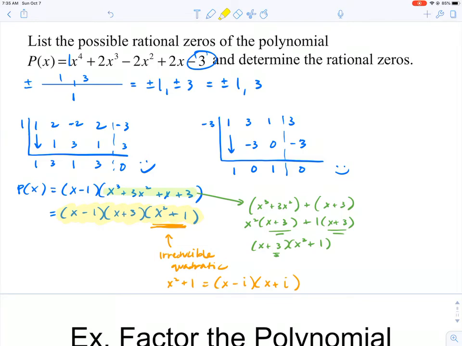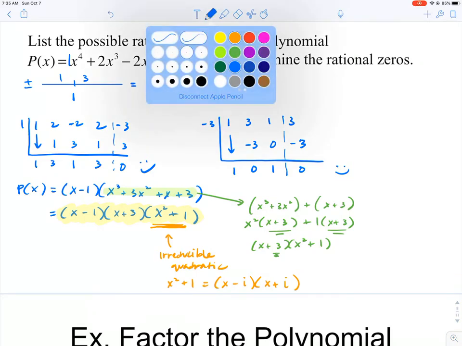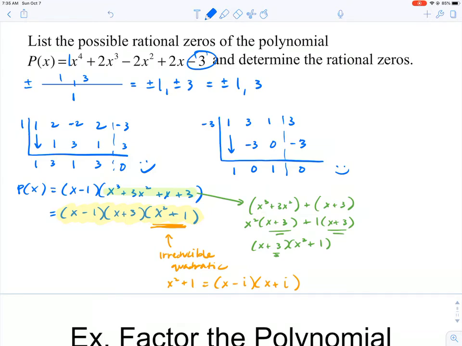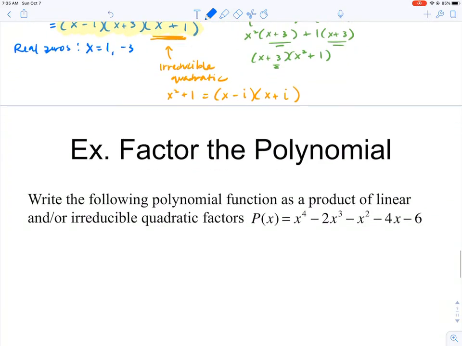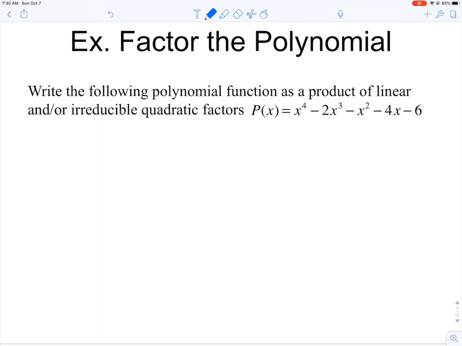Okay, so we can see that the only real zeros here are going to be 1 and -3. Okay, so we want to factor this polynomial completely.